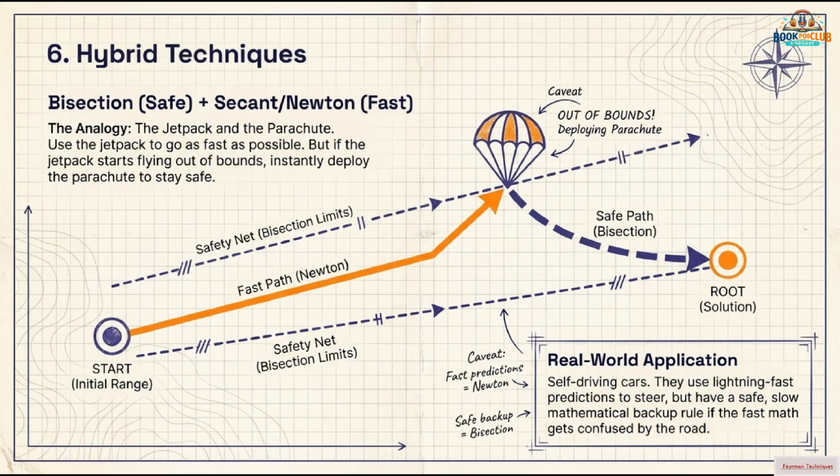That is amazing. And that sounds exactly like the logic used in self-driving cars. It's exactly the same logic. Because autonomous vehicles have to use lightning-fast predictive math, the jetpack, to steer in milliseconds. But if that fast math gets confused by a shadow, they can't just guess wildly. They'd crash. Right. They have a slow, safe, unbreakable mathematical backup role, the parachute, to ensure they just brake safely. Speed when you can, absolute safety when you must.